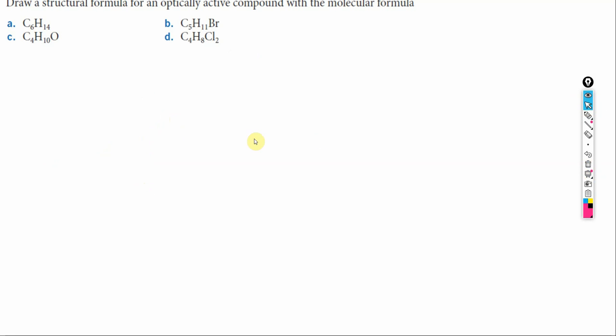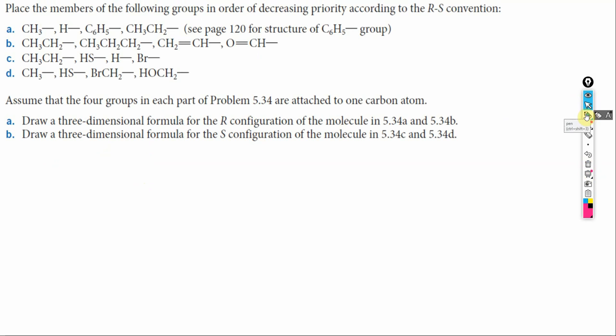So for this problem, we solved this in the class. We tried to assign priorities based on the Cahn-Ingold-Prelog system. So let's say, for example, start with one of them here so that we can go to the next problem. So in case you have to choose D, if you have a carbon and you have an SH on one side, a CH3 here, a CH2Br, and CH2OH.